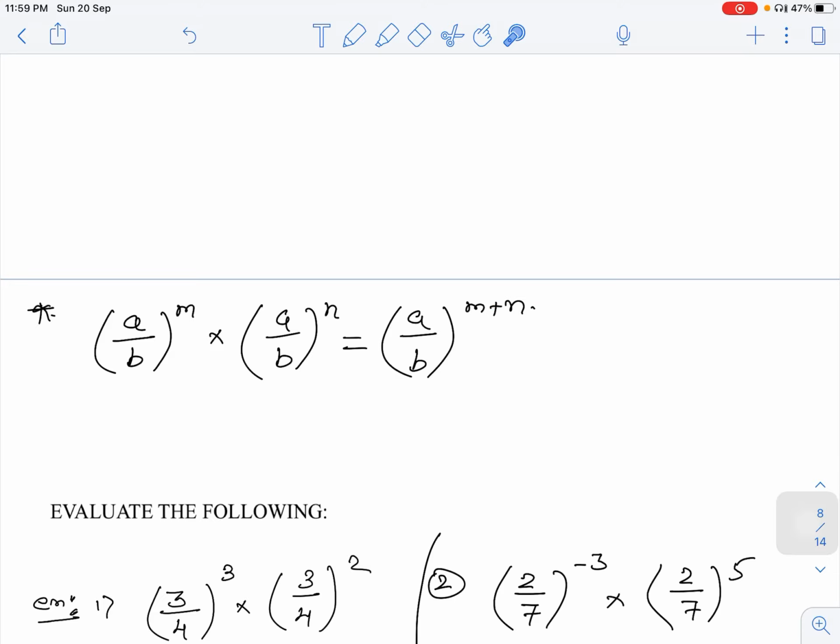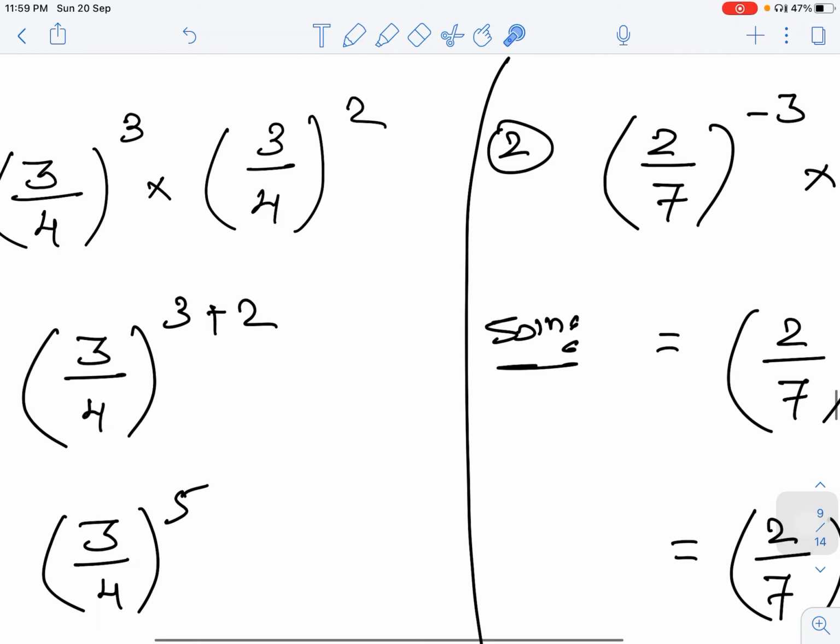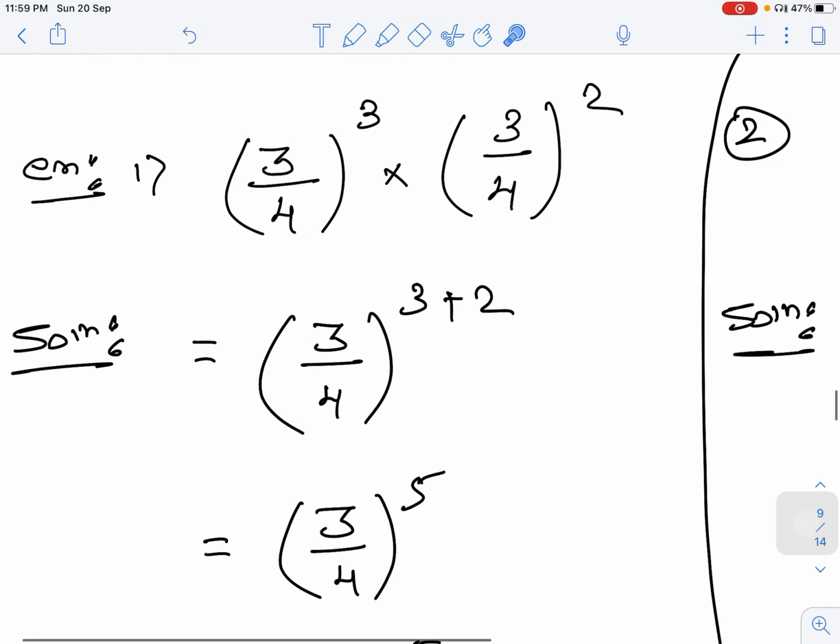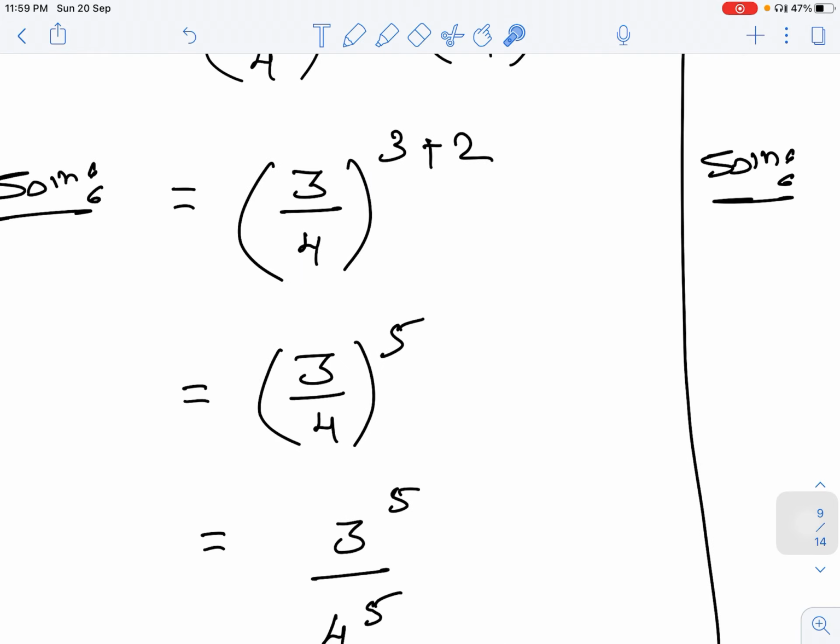Now let us see some examples based on this one. Here it is given again: evaluate. It is given as (3/4) raised to 3 into (3/4) raised to 2. So we have two numbers with the same base but with different powers. What is the rule? We write the base only one time, and then we add these powers. So we have written here 3 plus 2. In the next step, (3/4) raised to 3 plus 2, which means 5.